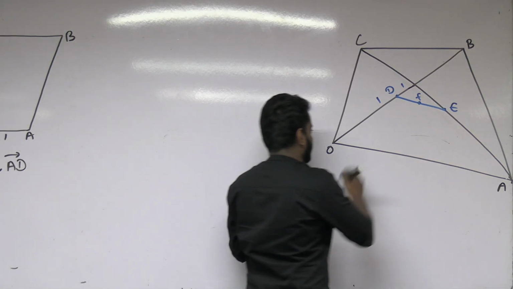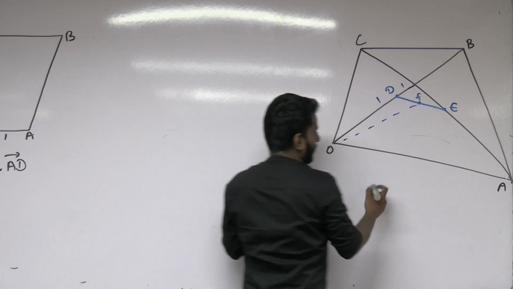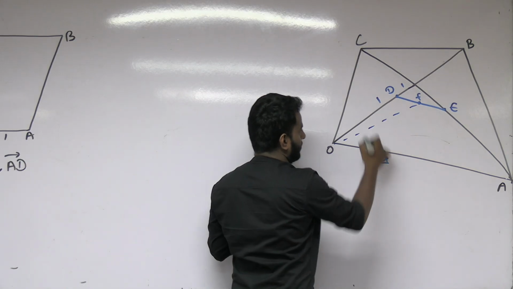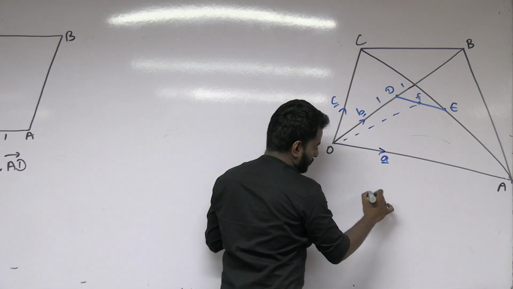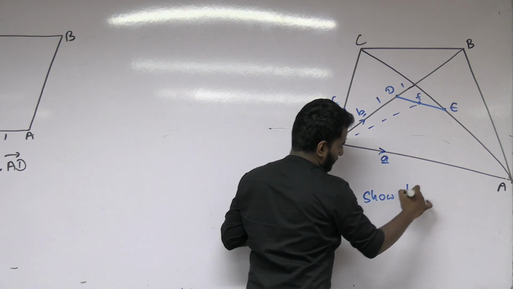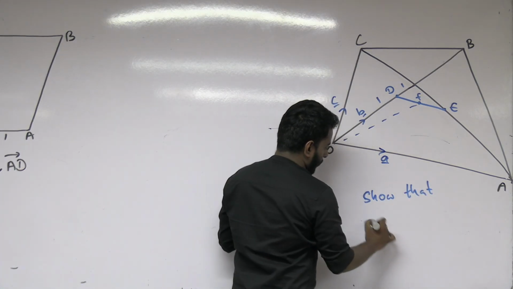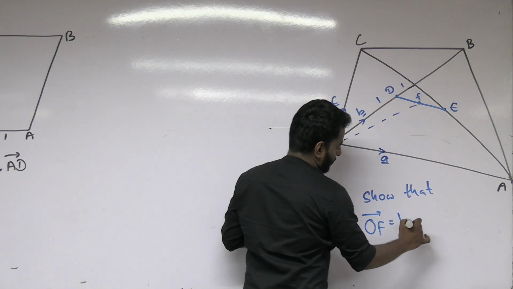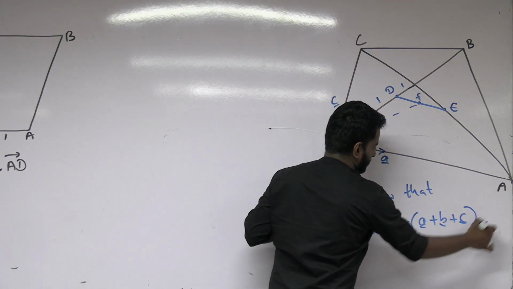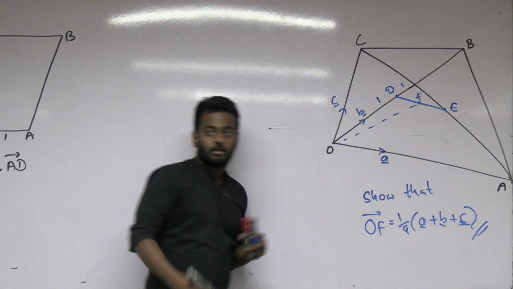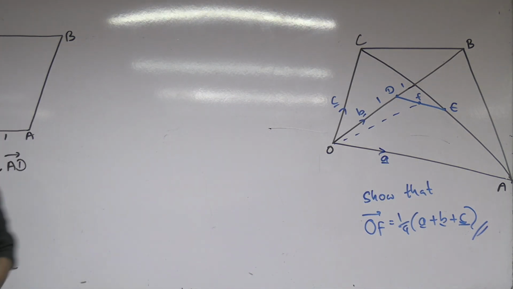You are supposed to find the vector AF, and you are provided with this. The vector OA is simply A, this is simply B, and this is simply C. And they are asking us to show that OF equals 1 over 4 (A plus B plus C). This is the answer you should get for OF. Okay, shall we try it out? So once we finish this first.